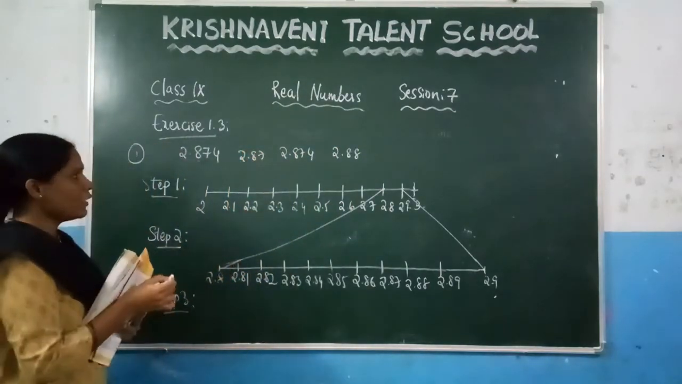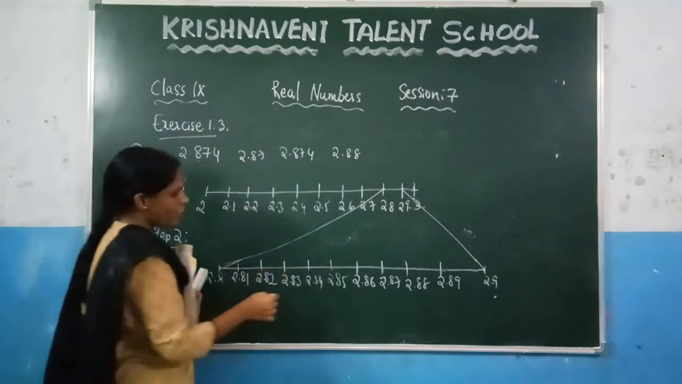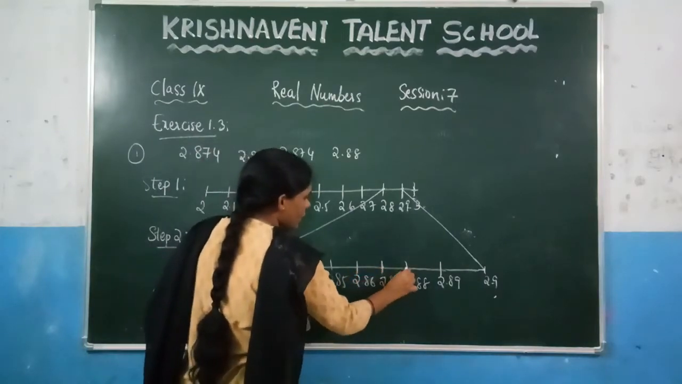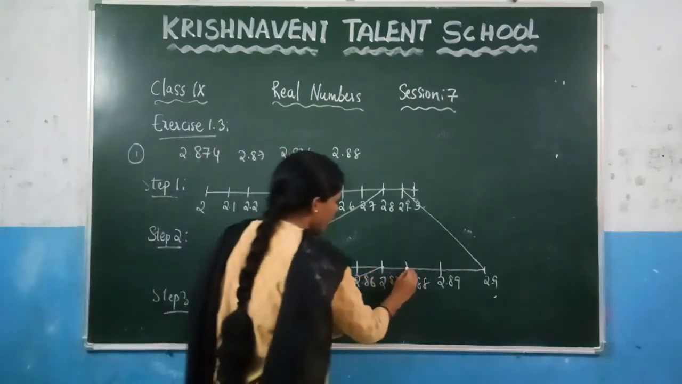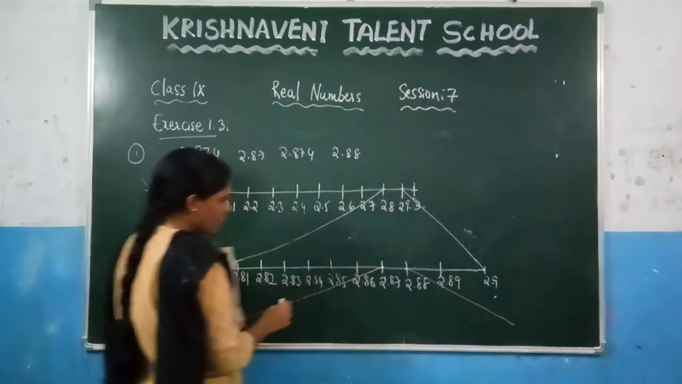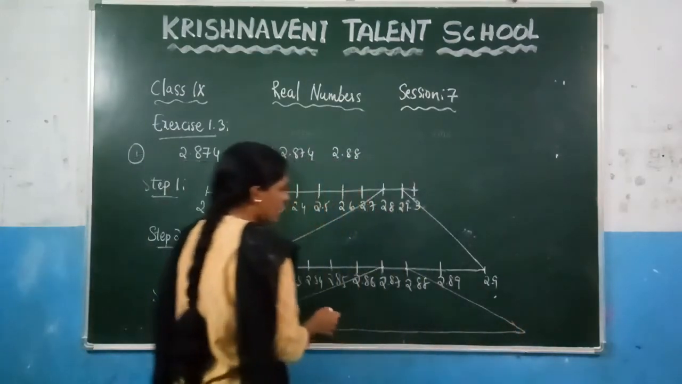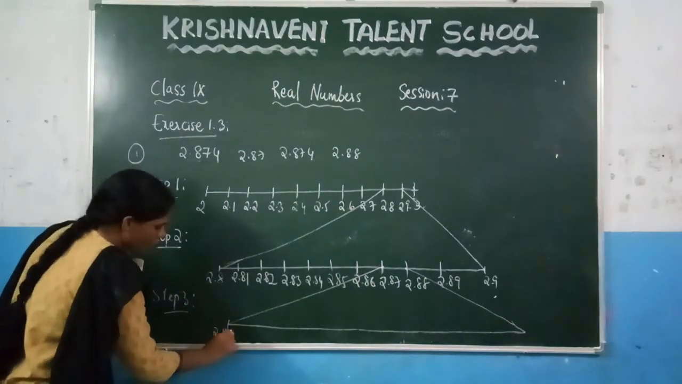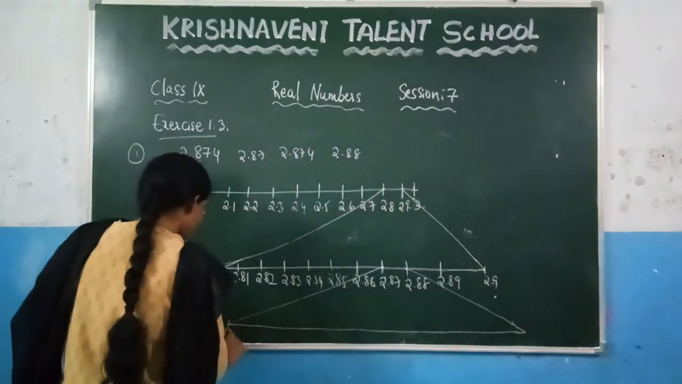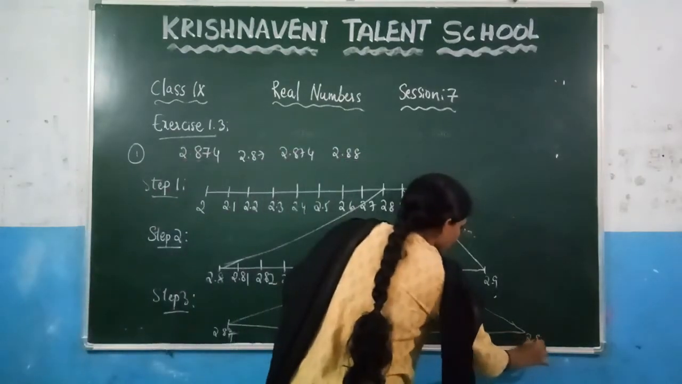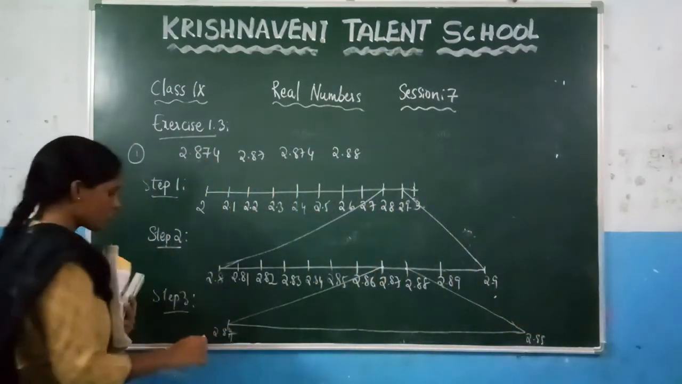So here again at 2.87 and 2.88 draw the line. Mark 2.87. This is 2.87 and this is 2.88. Again draw the line. Now again draw the number line and mark the numbers. This is 2.87 and this is 2.88. And after that you need to write all the numbers that lie between these two numbers.